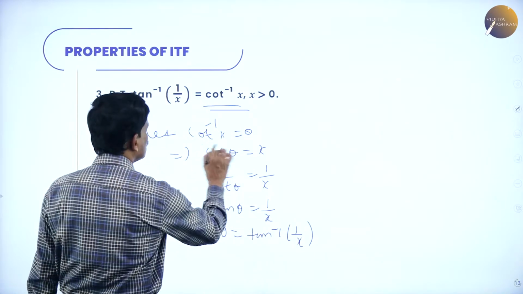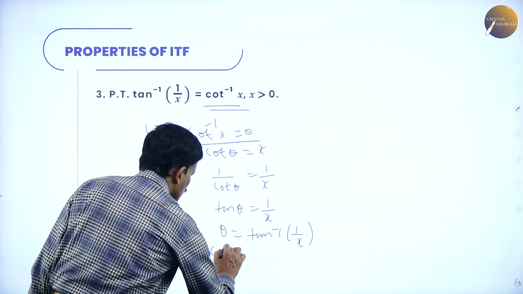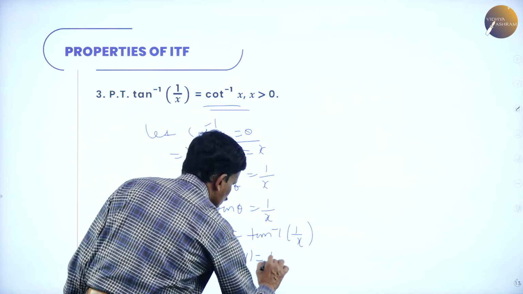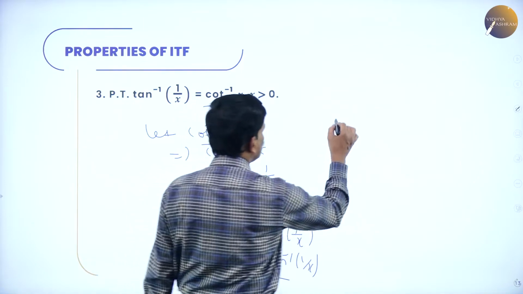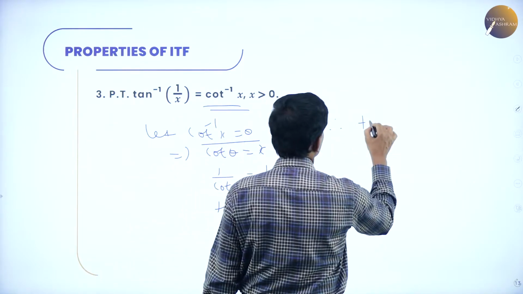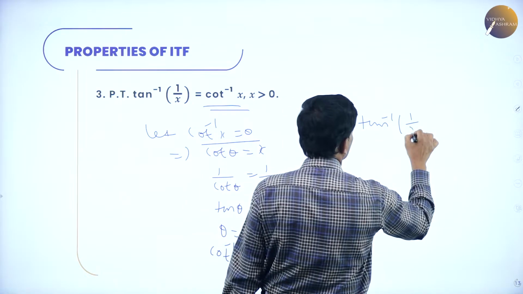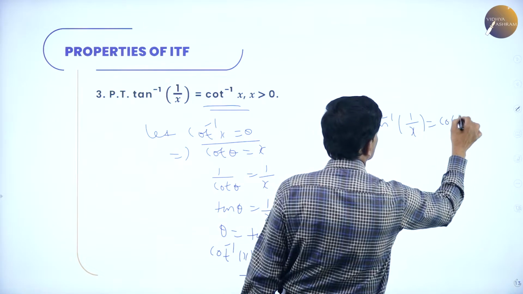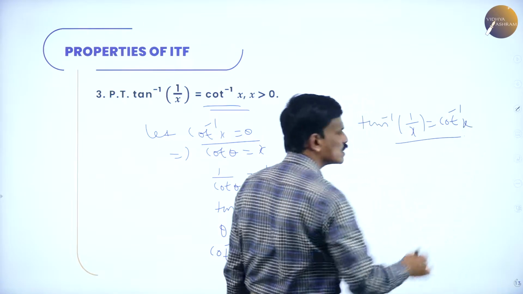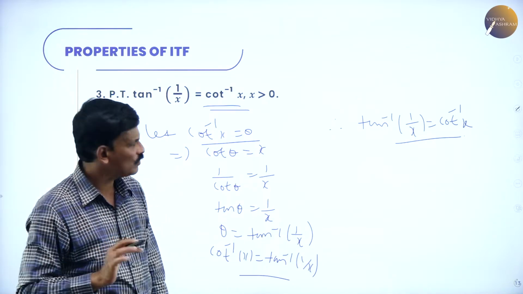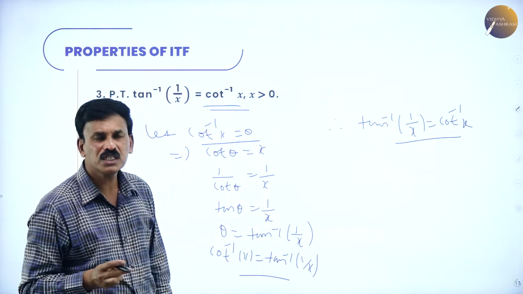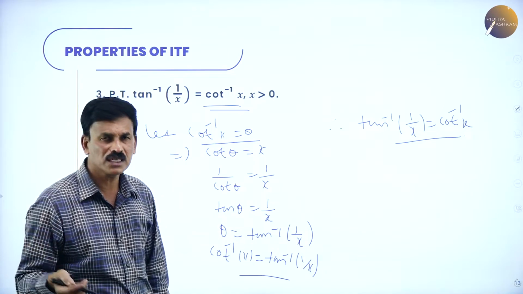Now, substitute what is theta? Cot inverse of x. Cot inverse of x is equal to tan inverse of 1 by x. So, to conclude, tan inverse of 1 over x is also equal to cot inverse of x. Right. Very simple. Once you know, just take any one value, reciprocate it, you will get the answer.